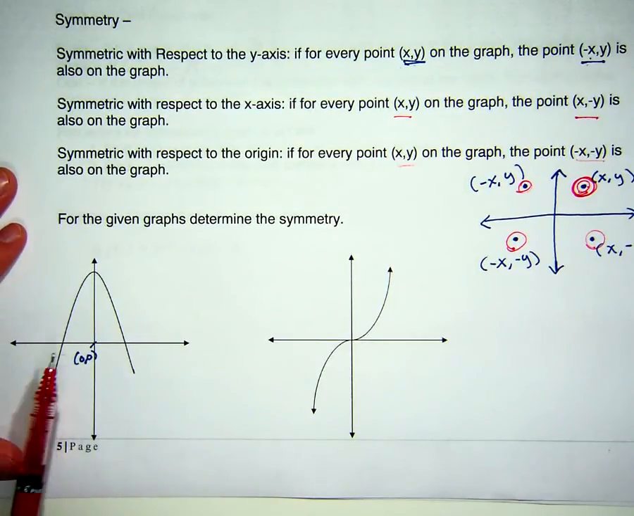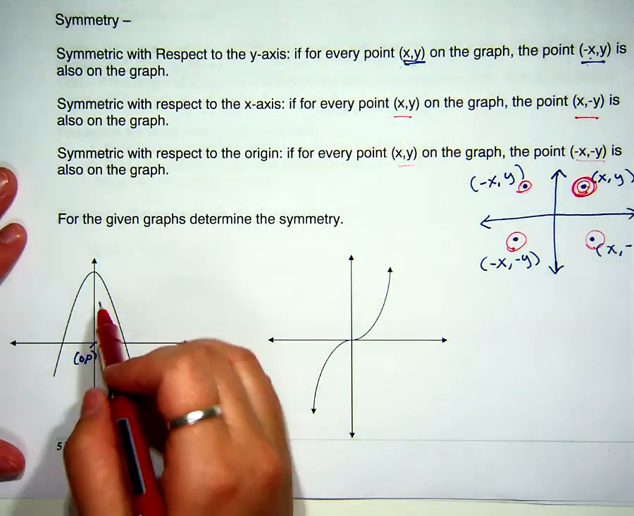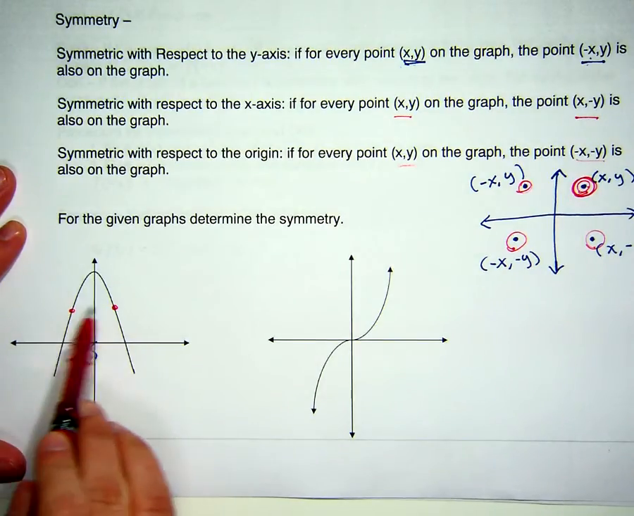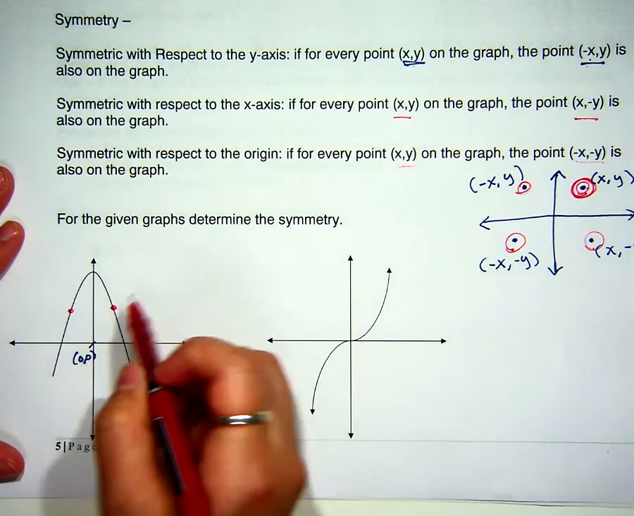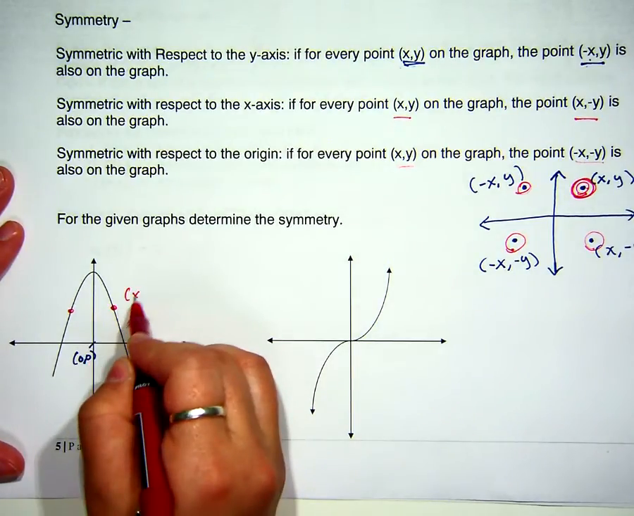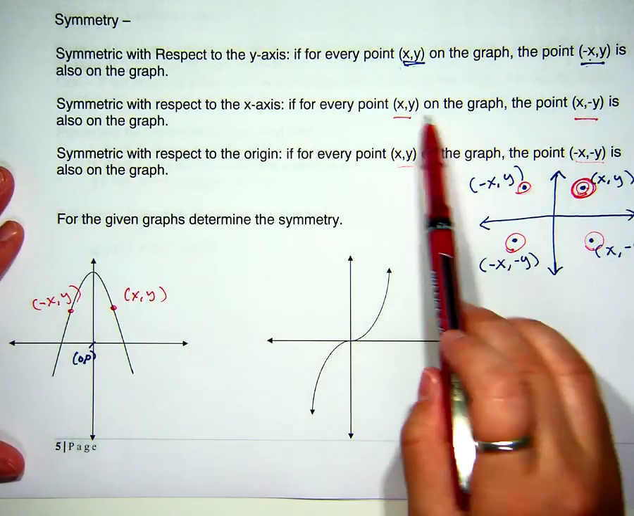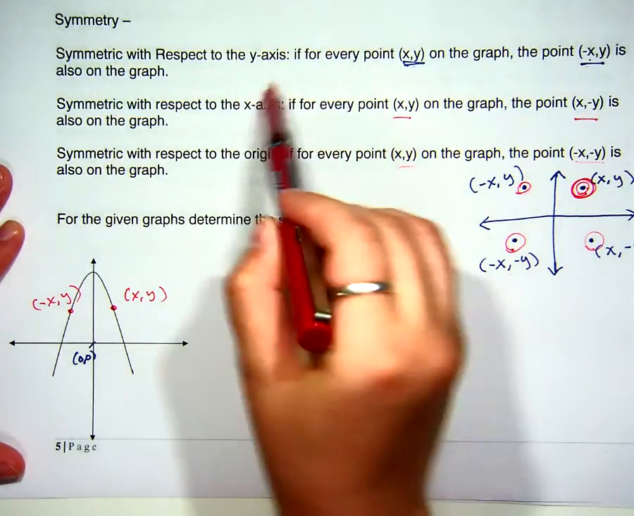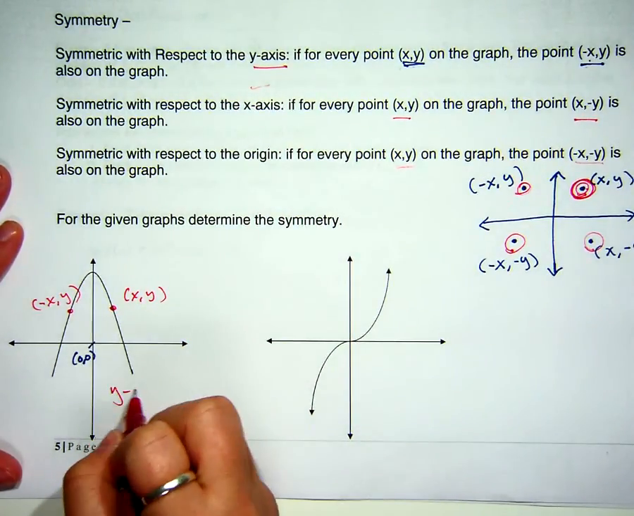For the given graph, determine the symmetry. We're talking about, is it y-axis, is it x-axis, or is it origin? Well, let's think about this. I have a point on this side that's lining up with a point on this side. I'm opposite the y-axis, right? This is positive x, positive y. This is negative x, positive y. By definition, go back, look at your definition. There it is. By definition, I am y-axis symmetry.